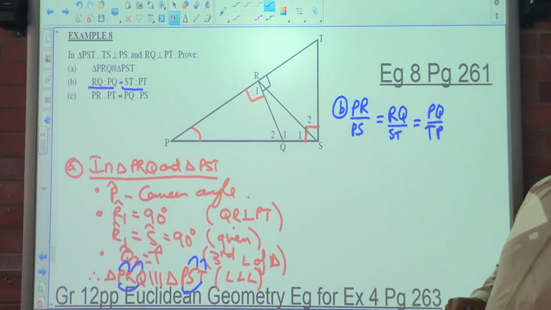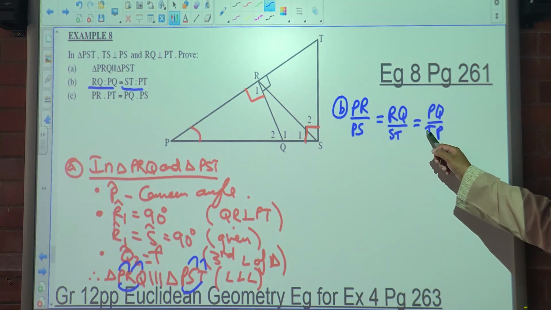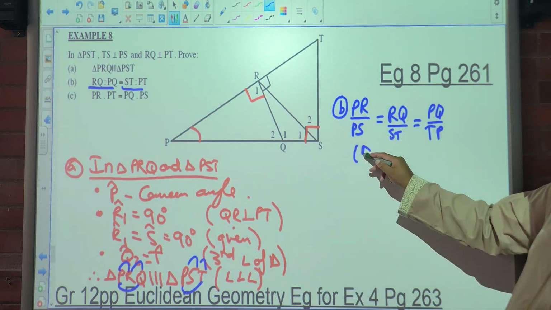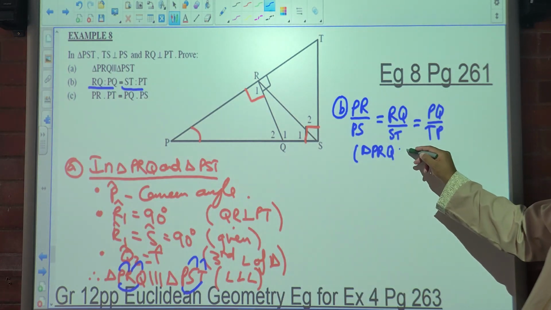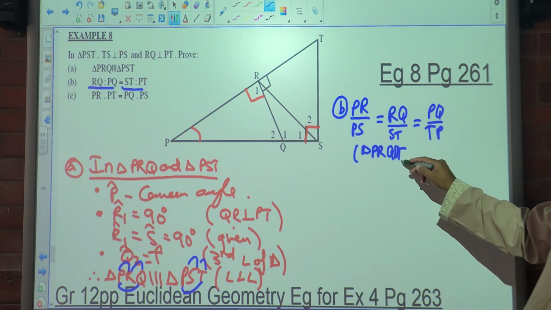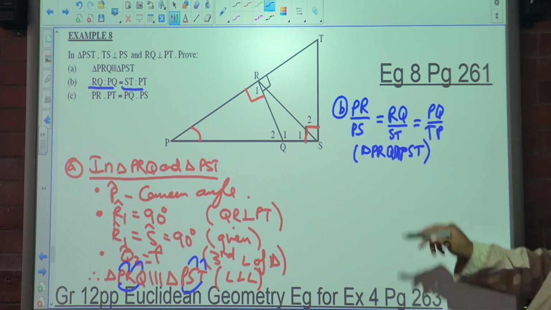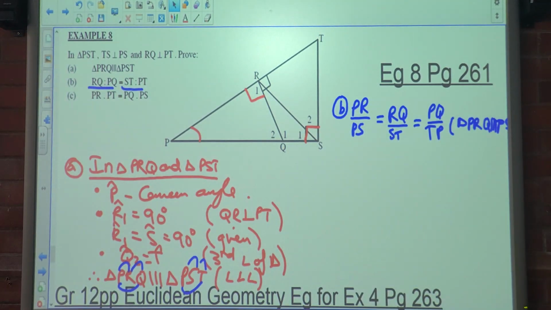And what's the reason here? Why can I conclude this? Because triangle PRQ is similar to triangle PST. That's a reason. Okay.